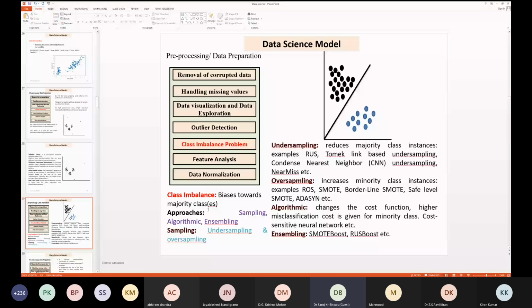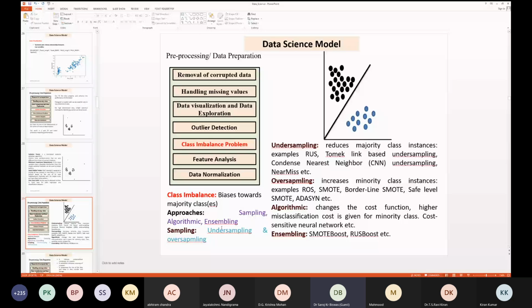Here we have especially those which are much popular. There are 3 approaches to handle the class imbalance problem. One is called sampling, then algorithmic, then ensembling. These are the approaches. Now what do we actually do in the sampling approach? In the sampling approach, either we increase the number of instances or we decrease the number of instances. Fine, that is done in the sampling method.